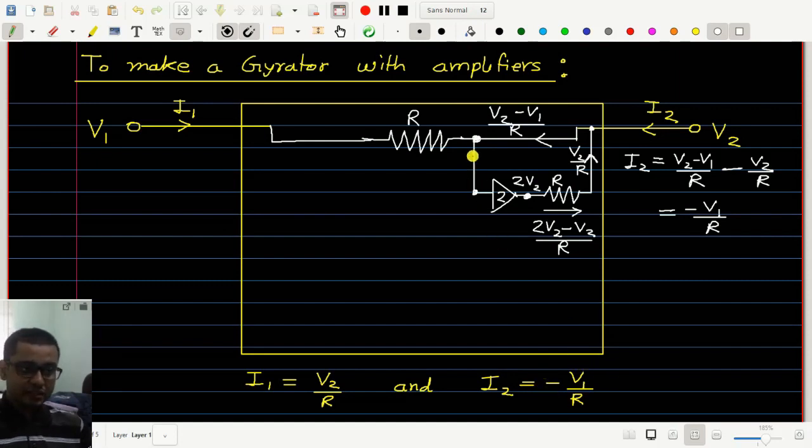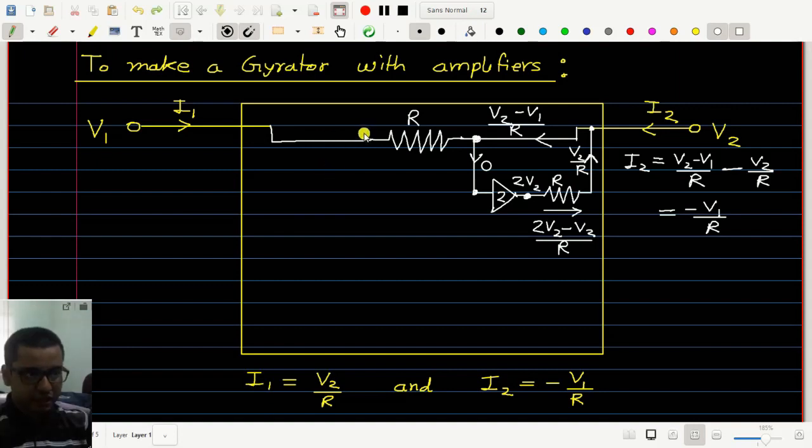Please note that this current is 0 because no current can flow into or out of the input terminal of an ideal voltage amplifier. So in this way we have realized this equation. Now let us see whether we can realize this other equation also.